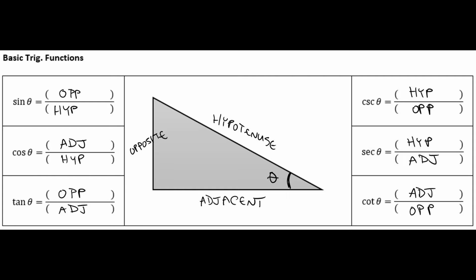So these are all the relationships, and I highly encourage you to write these down. Sine is opposite over hypotenuse, cosine is adjacent over hypotenuse, and tangent is opposite over adjacent. Those are the ones we're going to use today.